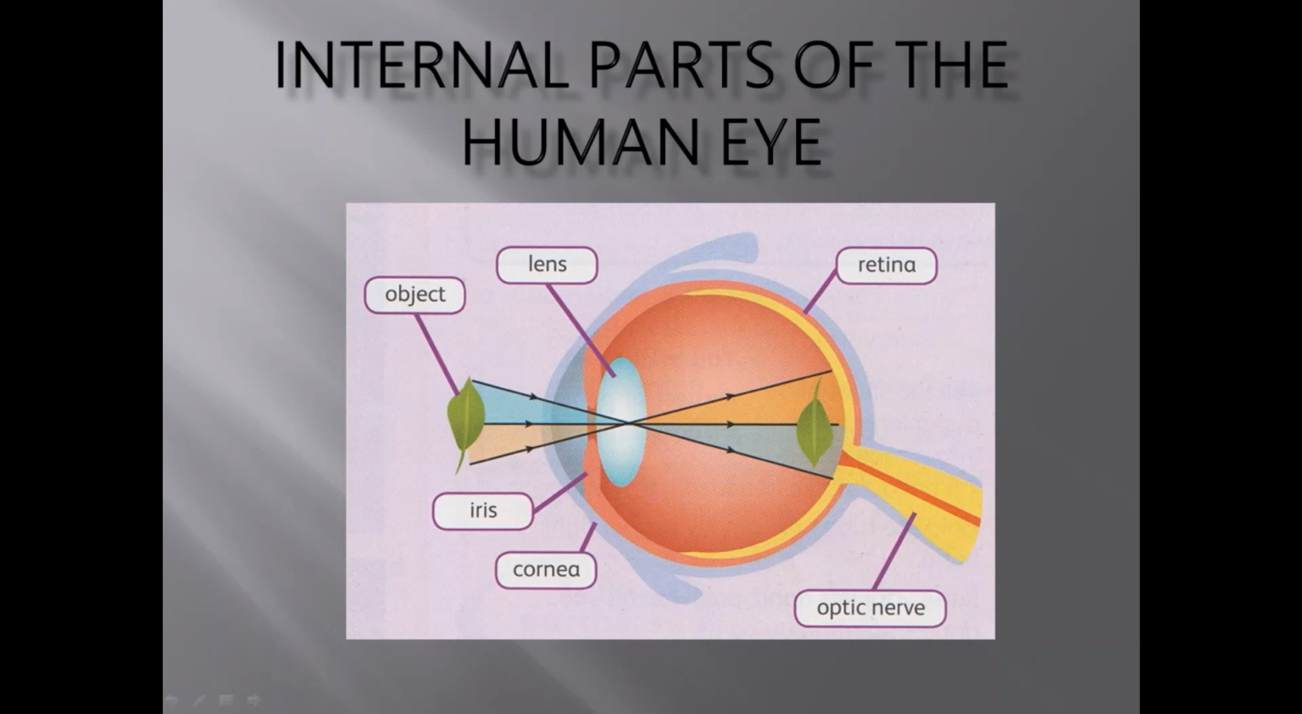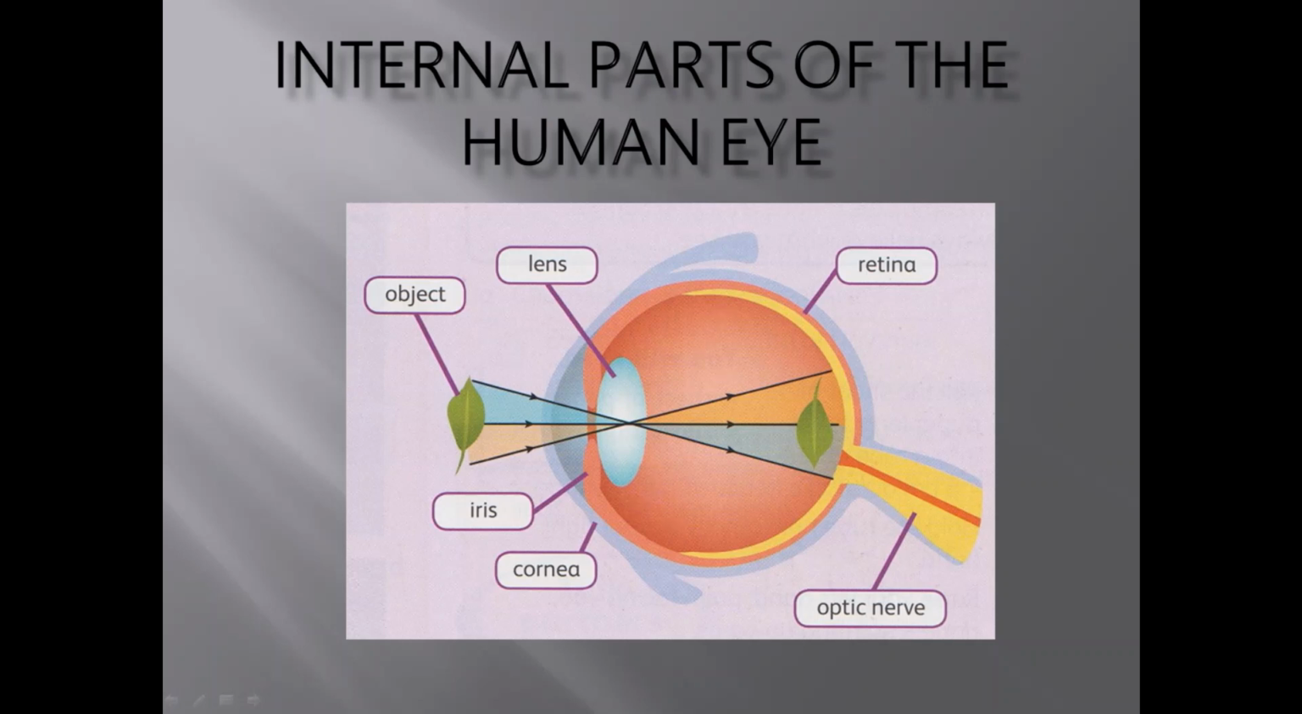We see objects when light enters our eyes. The light reflected by an object passes through the cornea, through the pupil, and then through the lens. The lens focuses the light rays onto the retina on the back of the eye. The retina contains millions of light-sensitive cells. These cells change light into electrical signals.